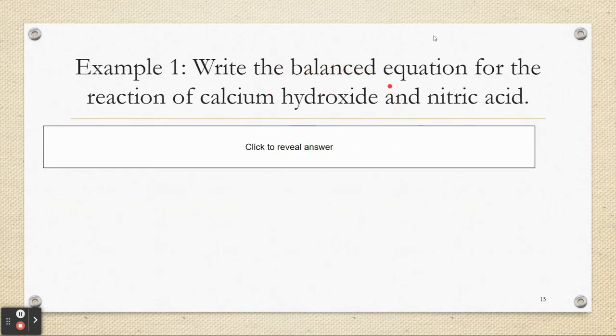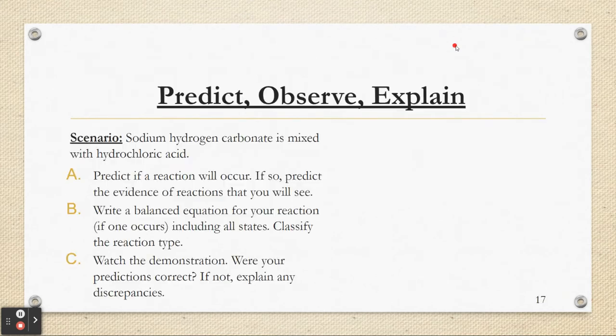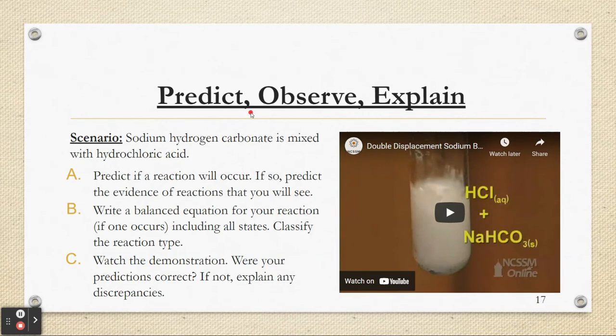So we're going to do a couple examples. We're going to write balanced equations between acids and bases and predict what our products are going to be. And then after we're done doing those examples together, you can do a predict, observe, explain video where you're going to watch the video and then answer the questions based on that video demonstration so you can see what it looks like in the lab. Here you're seeing hydrochloric acid reacting with NaHCO3, and you're trying to see what type of reaction has occurred.